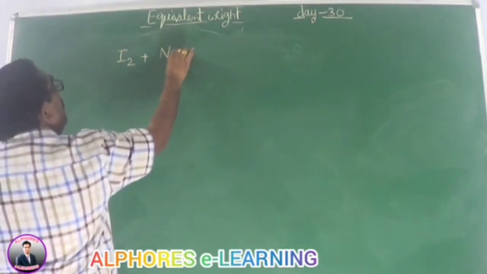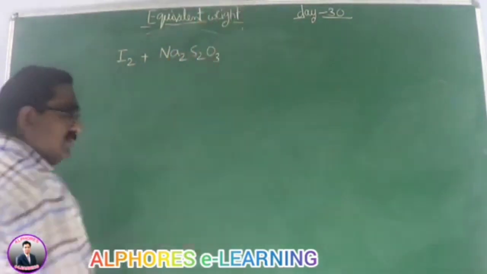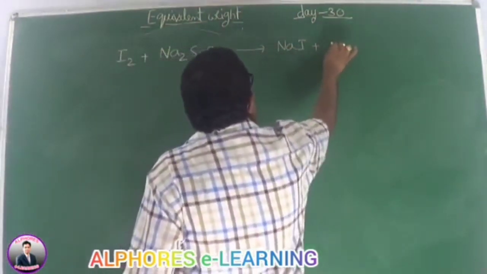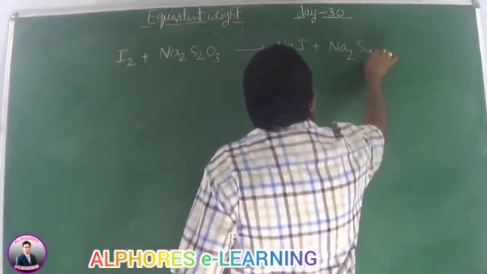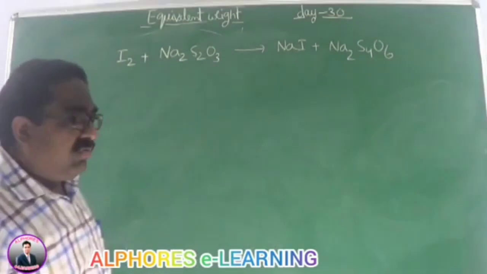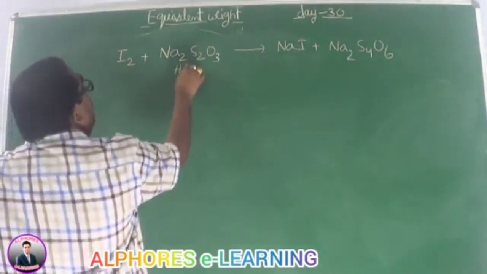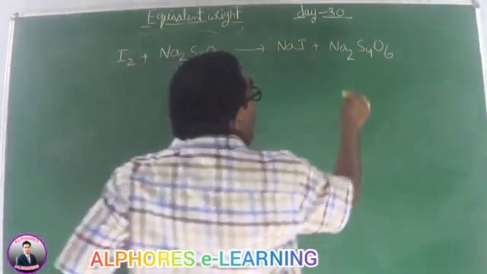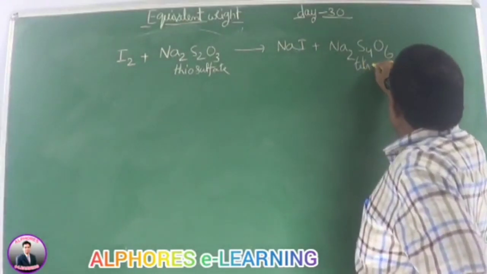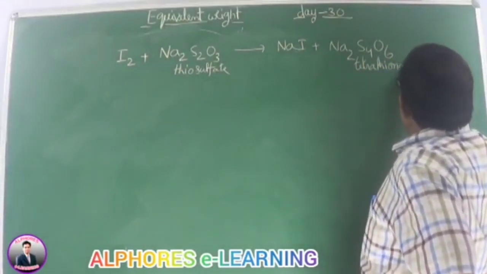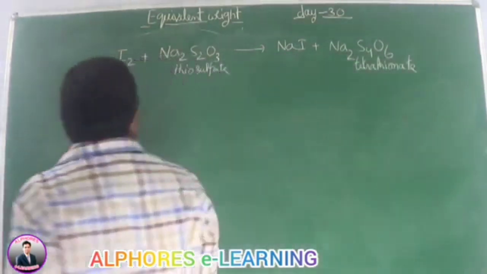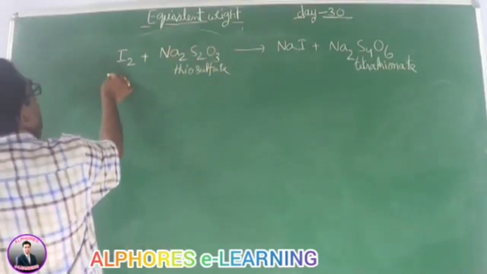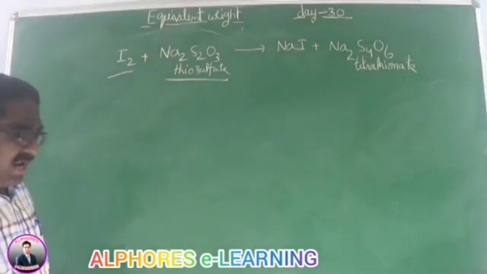Iodine reacts with sodium thiosulfate to give sodium iodide and sodium tetrathionate, Na2S4O6. This is sodium thiosulfate, and this is sodium tetrathionate. I am writing the names also, students. Both structures were given while explaining the oxidation number concept to you. Let me calculate the equivalent mass of both the reactants here.